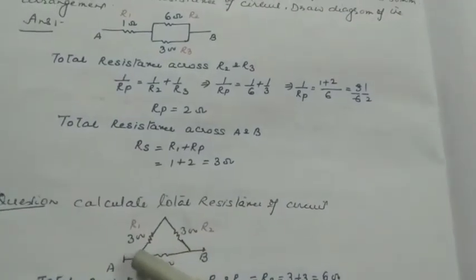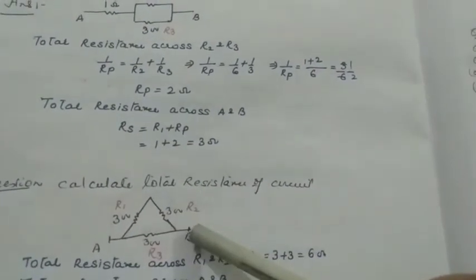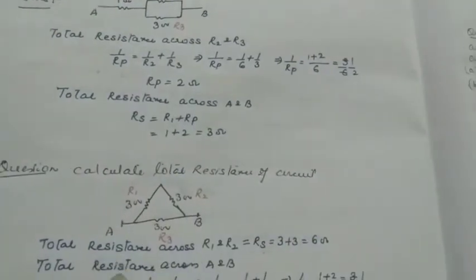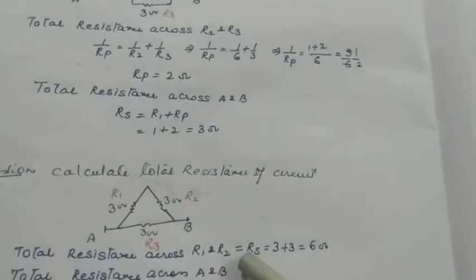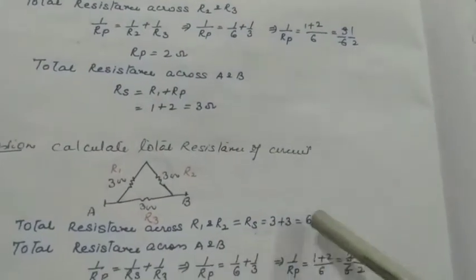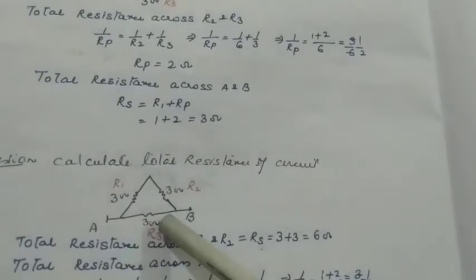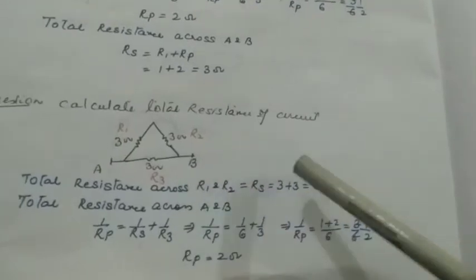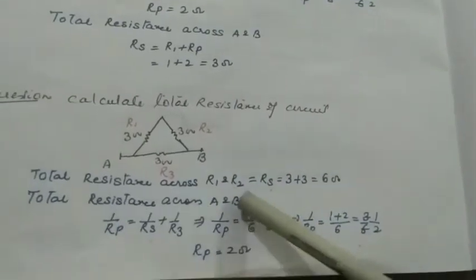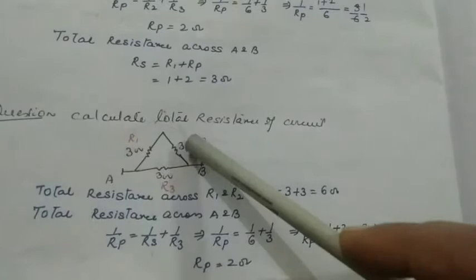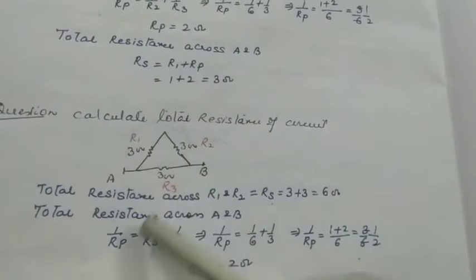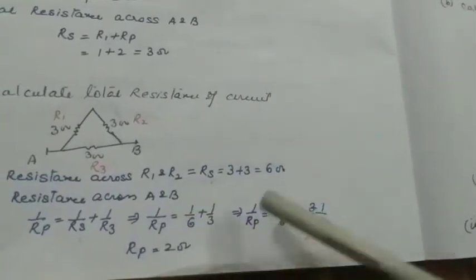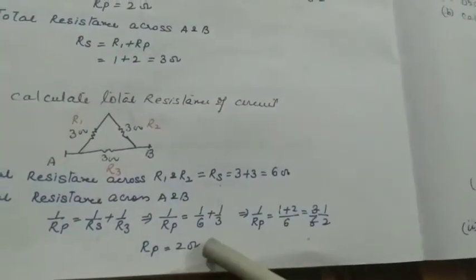Because only R1's one terminal goes to the cell and R2's one terminal goes to the cell, whereas the second terminals are interconnected. So both are connected in series. So firstly we will find out the total resistance across R1 and R2 in series, Rs as 6 ohm, whereas this R3 is in parallel because R3 independently goes to A and B. So next we will find out the total resistance across A and B. How? This answer and this R3 are both connected in parallel. So by applying the parallel formula we will find out the value of 1 upon Rp as 1 upon 2, but don't forget to reverse it.